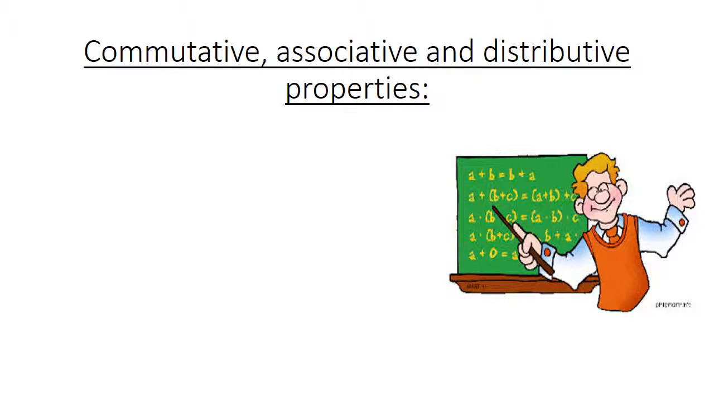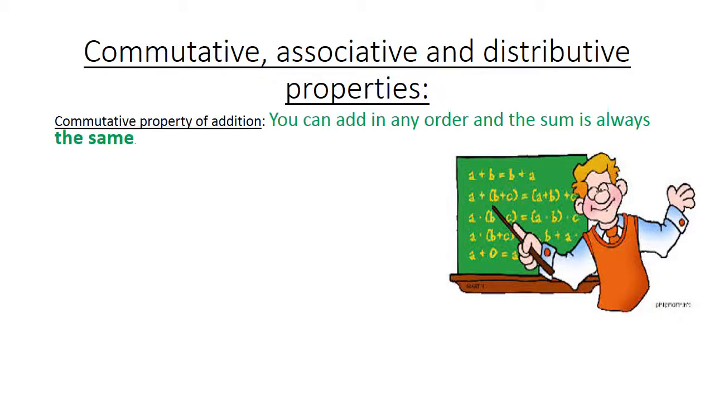Commutative, associative, and distributive properties. Commutative property of addition means you can add in any order and the sum is always the same. A plus B equals B plus A. 5 plus 6 equals 6 plus 5.